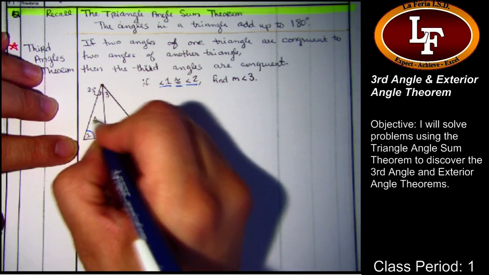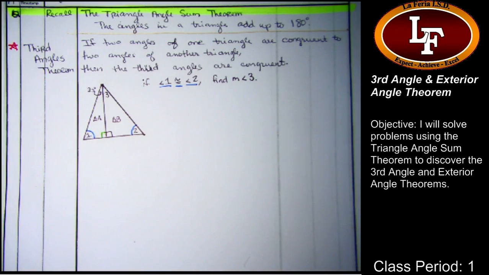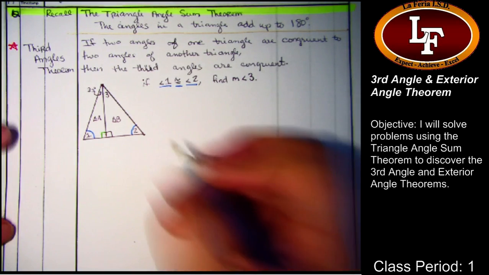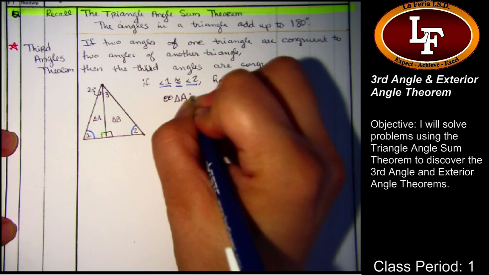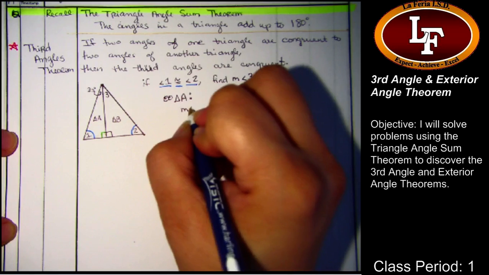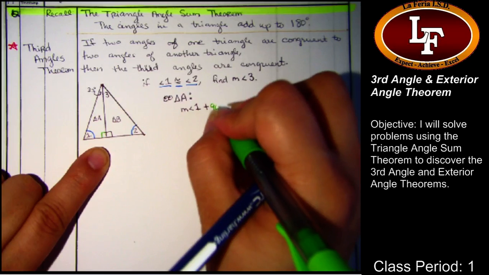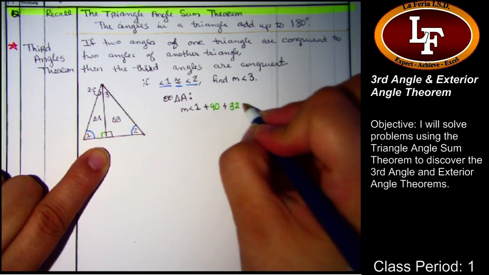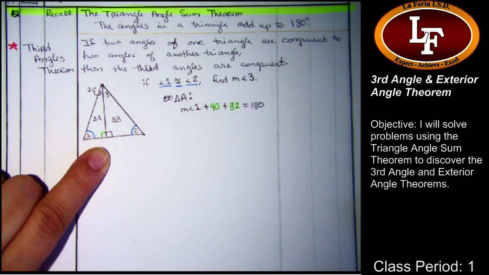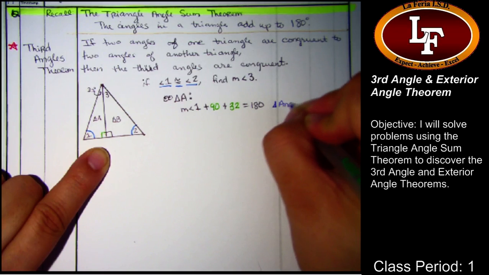So I'm going to call this one triangle A, just to keep things neat. This will be triangle B. Remember, we're just giving names to things, so it's easy to talk about. Looking at triangle A, the measure of angle 1 plus 90 plus 32 equals 180. Right? Nothing too weird. That was the triangle angle sum theorem.